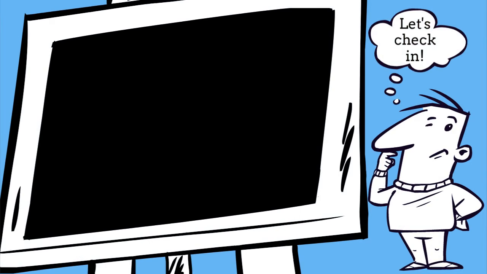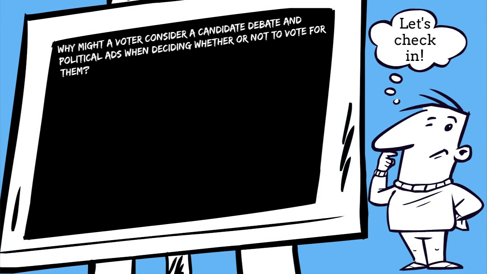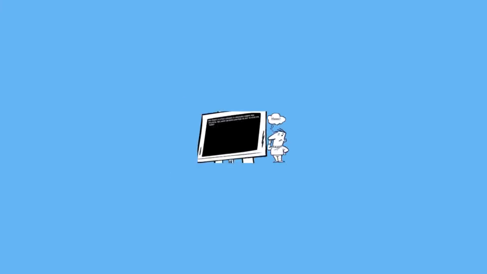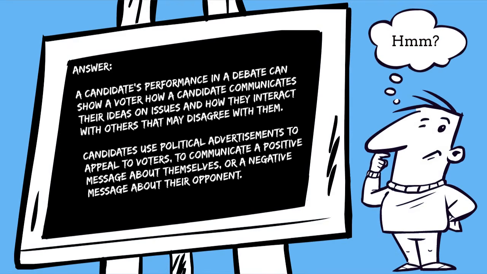Let's check in. Why might a voter consider a candidate debate and political ads when deciding whether or not to vote for them? Answer: a candidate's performance in a debate can show a voter how a candidate communicates their ideas on issues and how they interact with others that may disagree with them. Candidates use political advertisements to appeal to voters, to communicate a positive message about themselves or a negative message about their opponent.